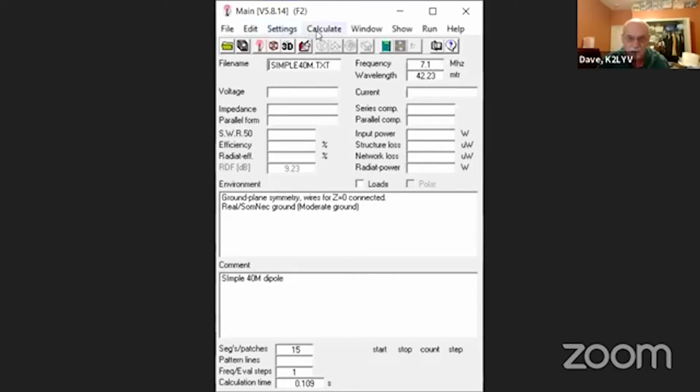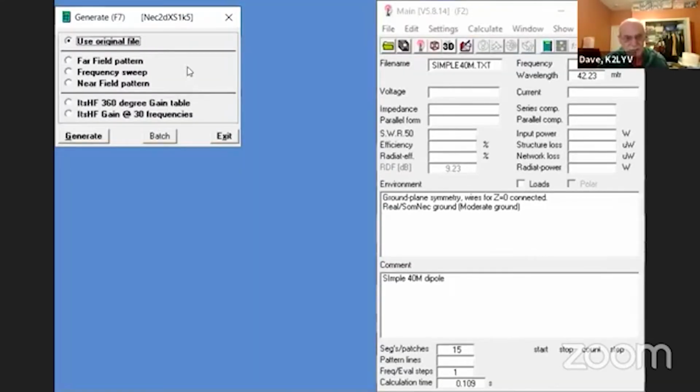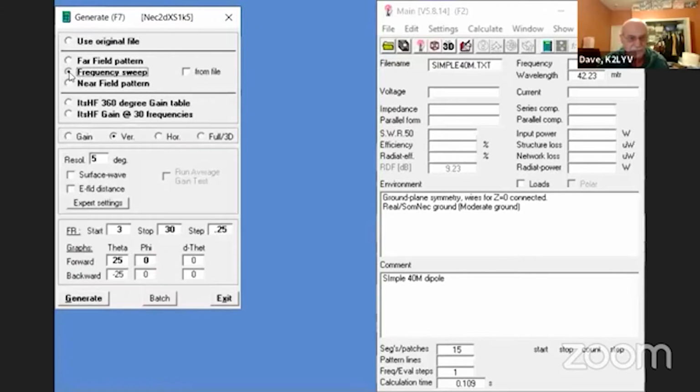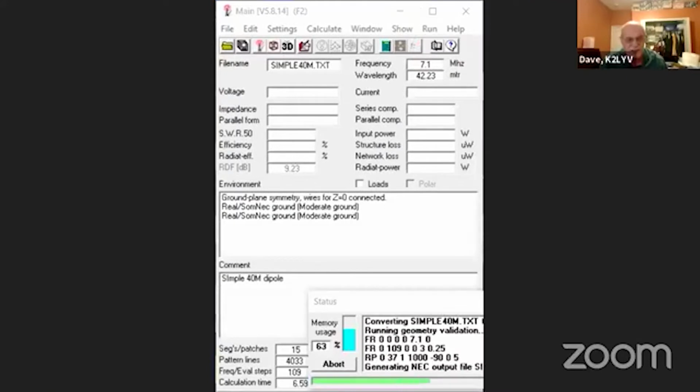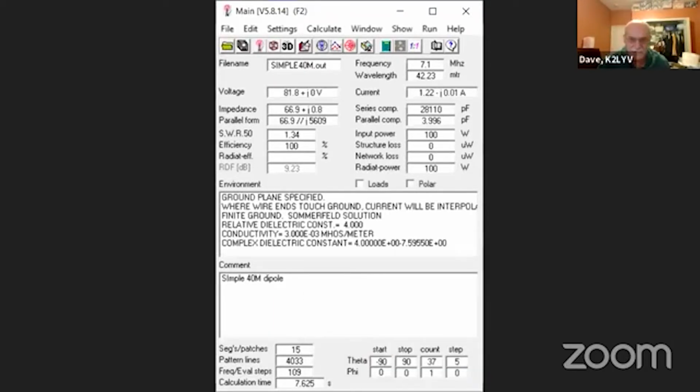So what I want to do is do a calculation. It gives me some options, so let me do a frequency sweep. I'm going to start at 3 megahertz, stop at 30, with a step of 1/4 megahertz. This is a kind of broad sweep to see what the antenna looks like. So I go generate, it's taking the files, sending them off to NEC. And there is the output.